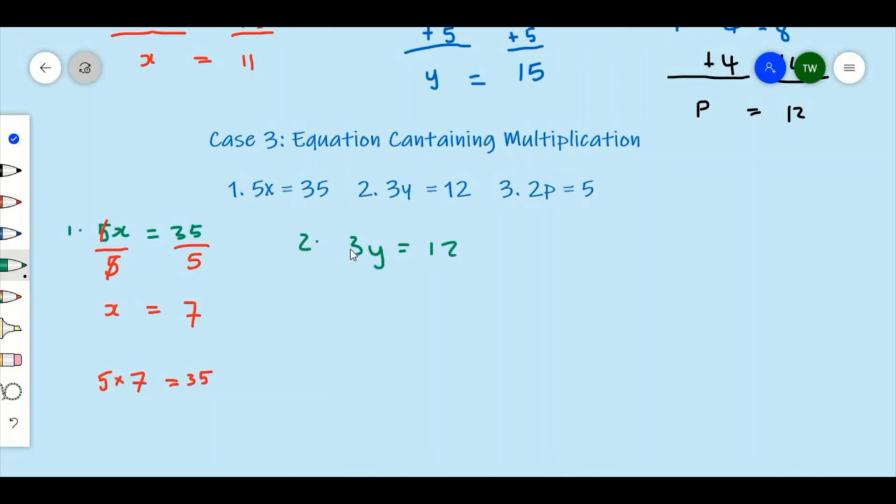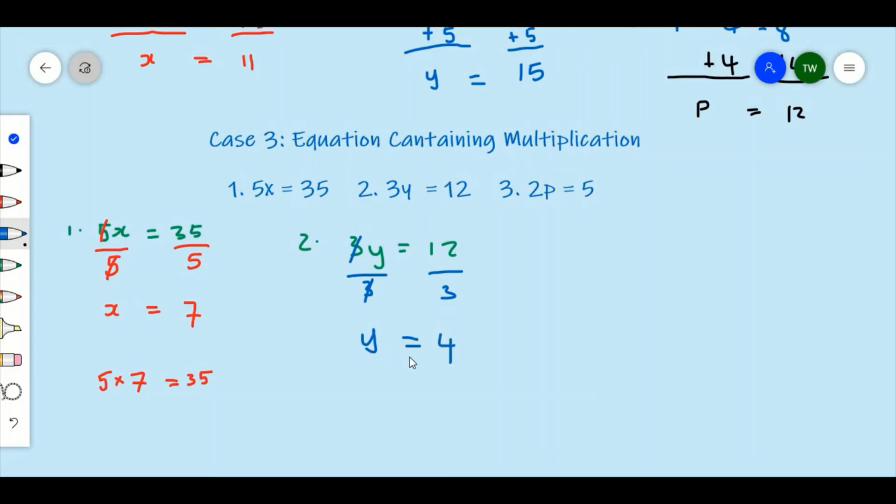Again, in order to get rid of this 3, we need to divide both sides by 3. So we're going to divide this side by 3. And we're also going to divide this side by 3. 3 will cancel out 3 here. So what we're left back with is just y is equal to 12 divided by 3. That's going to give us 4.